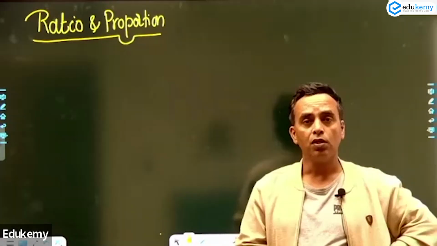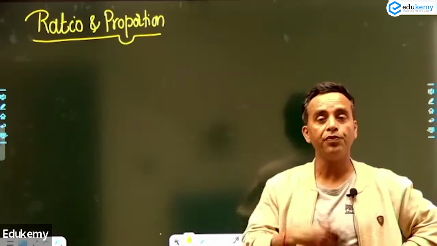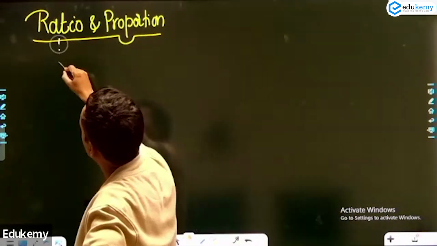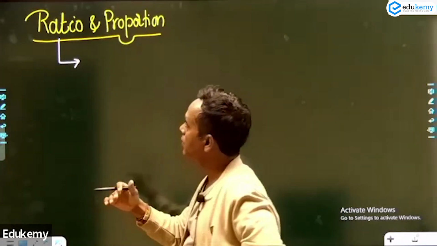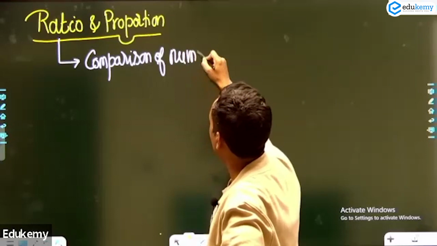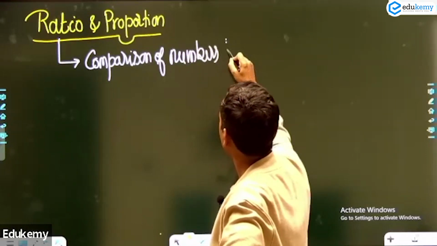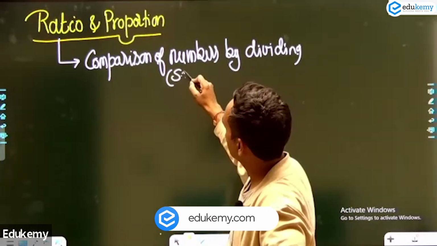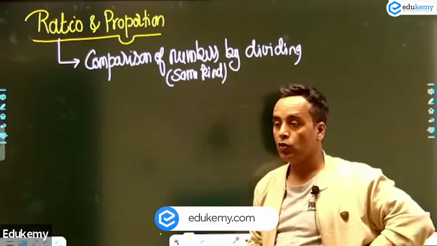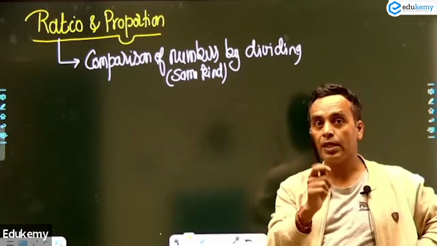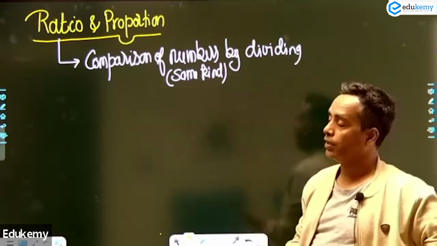Ratio and proportion. Ratio is nothing but division. If I say it in layman's language, what is the ratio? Ratio is the comparison of numbers by dividing. I can say it is the comparison of same kind numbers by dividing. So there are two keywords: comparison of same kind, and by dividing.